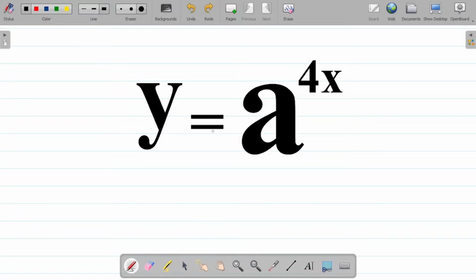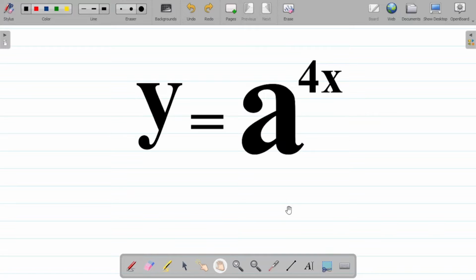In this video, I'll be showing you how to find dy over dx given that y is equal to a to the power 4x. Now, how do we solve this? The first thing to notice here is that x in this case is a power, and it's attached to 4, so you have 4x. So in a case like this, how do we find dy over dx?